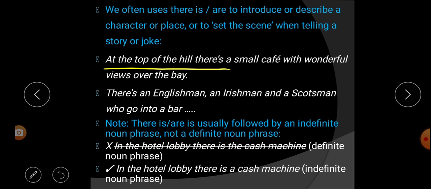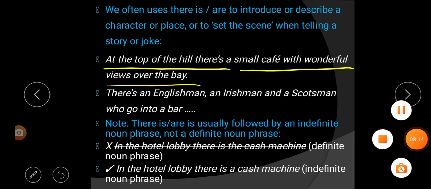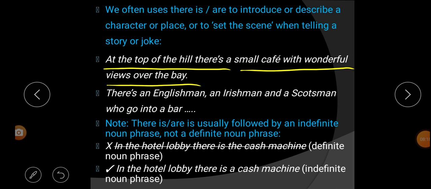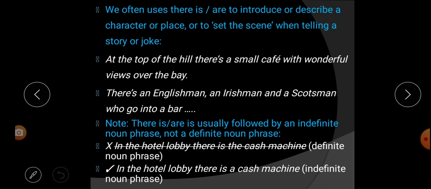At the top of the hill, there's a small cafe with wonderful views over the bay. So, look at the sentence carefully. At the top of the hill, there's a small cafe with wonderful views over the bay. Here, as the story is going on, the narrator is pointing out, or introducing, a place. Look at here: there is a small cafe with wonderful views over the bay. So it is an introduction to a place.